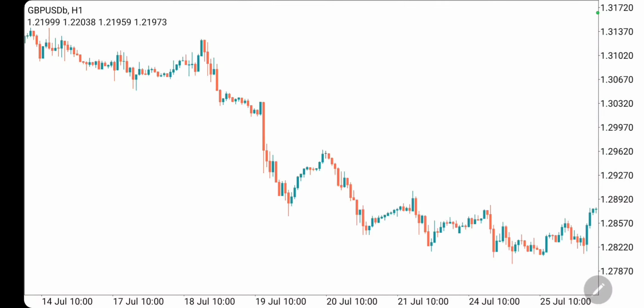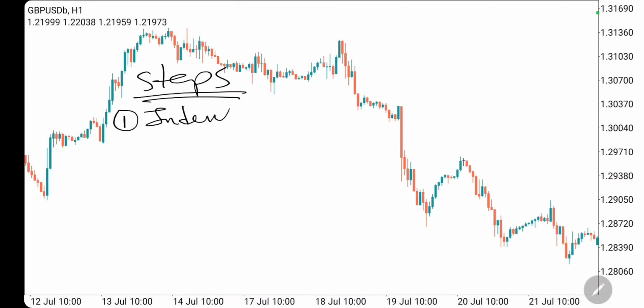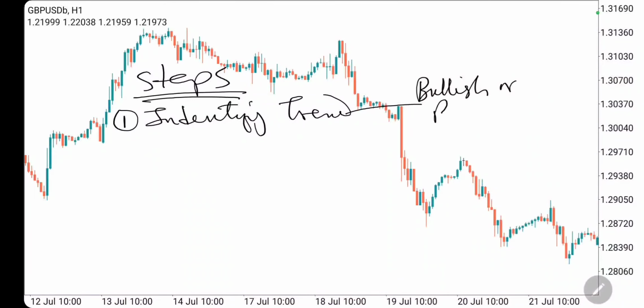How do you trade the complex pullback using the Fibonacci tool? About eight steps you need to take. The steps. Let us conclude by saying, the first thing you need to do is identify the trend. Okay, when we say trend, is it bullish or bearish?